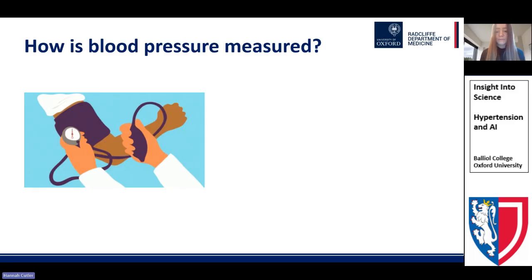So how is blood pressure measured? Well, we use something called a sphygmomanometer. We would wrap this around the patient's arm, and then you would squeeze it to pump it up, and then you would look and you would listen for a sound.